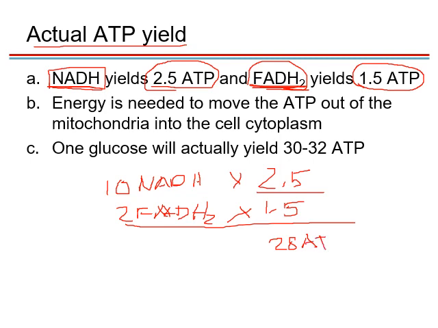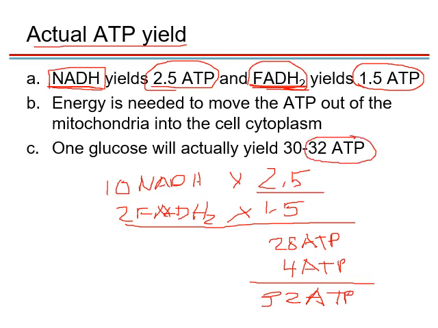And if you remember, this would be 28 ATP by oxidative phosphorylation at the electron transport chain. And we also, during glycolysis and citric acid cycle, made 4 ATP. So that would ultimately, actual yield would get us around 32 ATP, what we see up here. Okay. So this is what I'll be using.